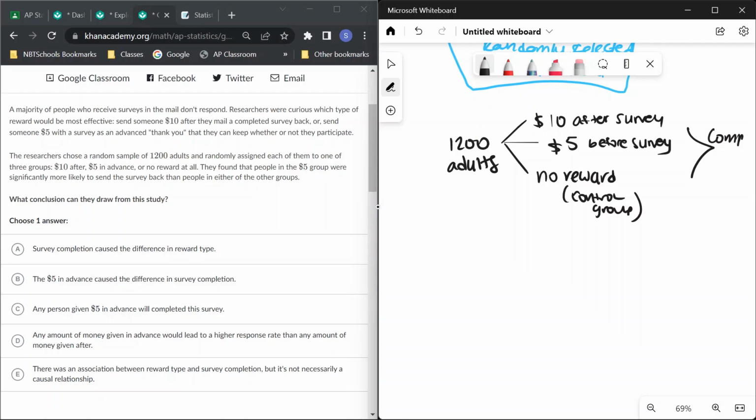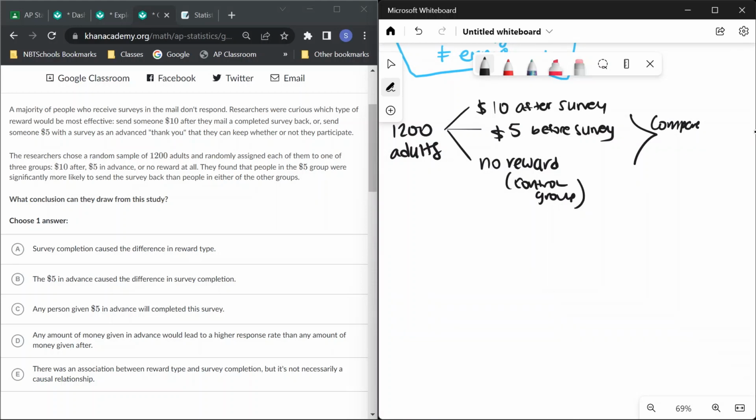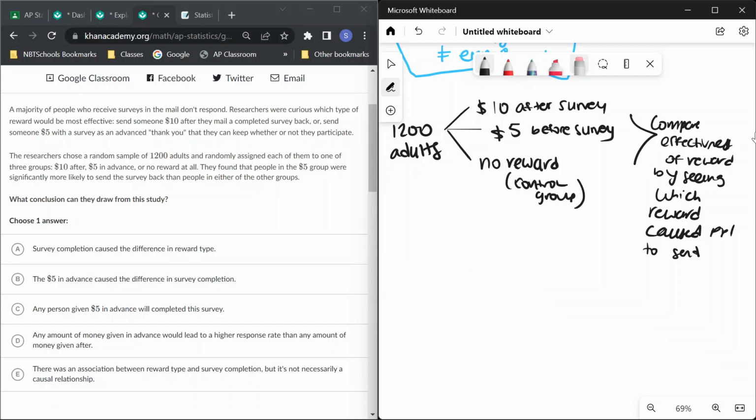So if we compare results, compare effectiveness of reward, by seeing which reward caused people to complete the survey and send the survey in. And what is the question? What conclusion can they draw from this study?